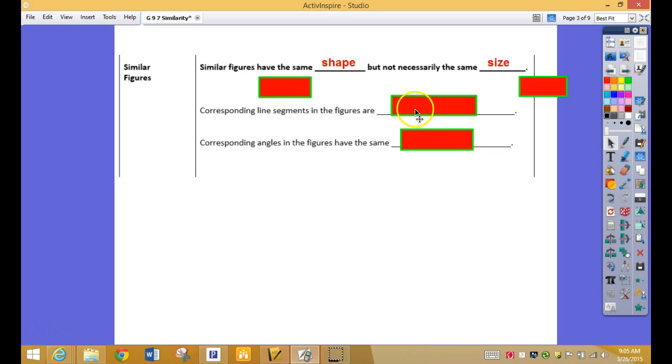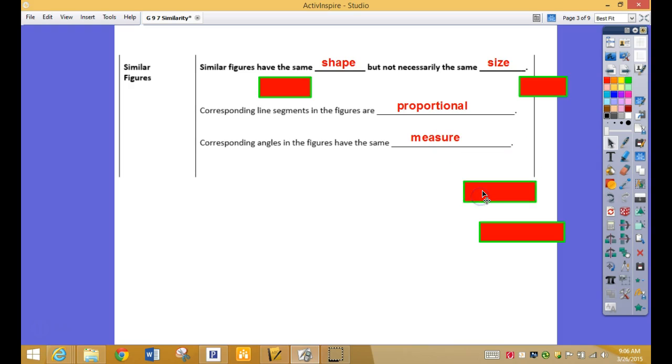Corresponding line segments in the figures are what? There's the P. R. What is it? Yep, proportional. Corresponding angles then in the figures have the same what? Such as an M. Measure. Nice. So in similar figures, the sides are proportional, and the angles, no matter if you shrink it or enlarge it, have the same measure. The angles always stay the same.